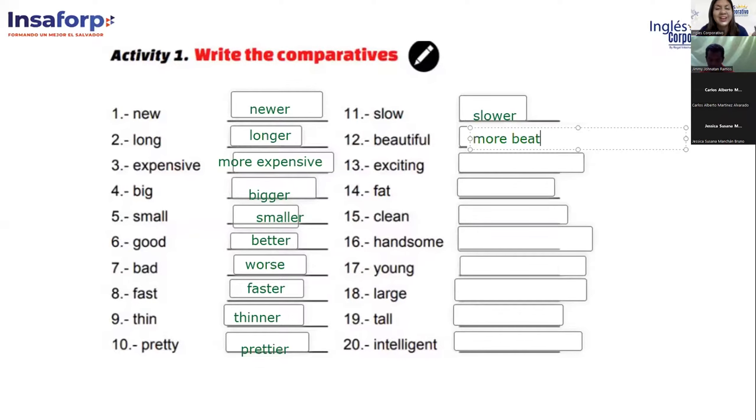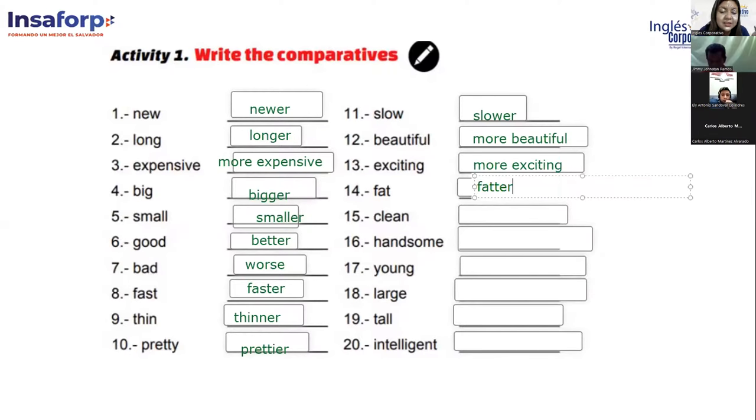Yes, thank you. No, just kidding. 13, exciting. More exciting. No, more exciting. Fat. Fatter. Faster. Fatter. Fat, de gordito. Fat, fatter.